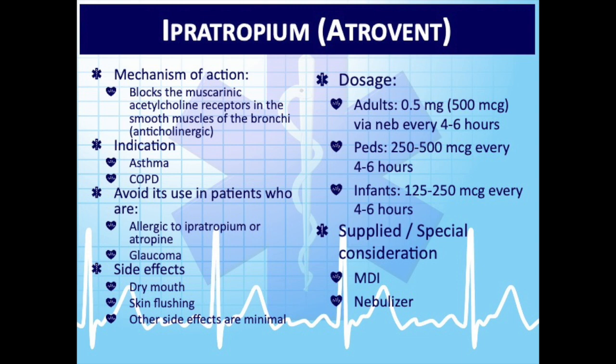And then here's your dosing right here. Usually in adults it's 0.5 milligrams, which is equal to 500 micrograms. You should be easily converting that back and forth between micrograms and milligrams. In pediatrics, it's anywhere from 250 to 500 micrograms every 4 to 6 hours. And then in the infants, it's 125 to 250. Does this pretty much match what your dosing is? Okay.